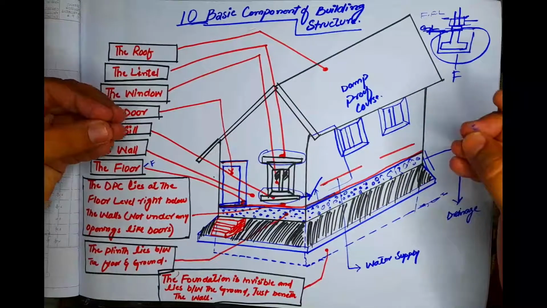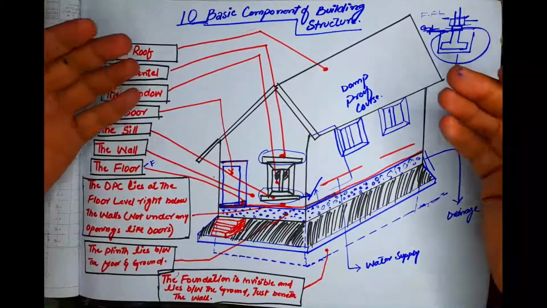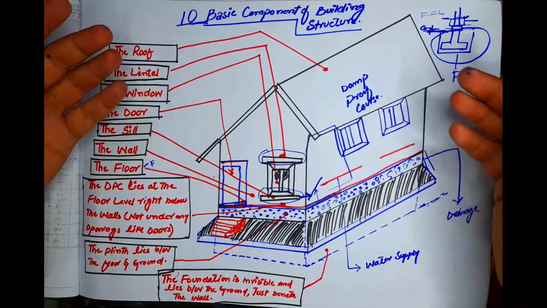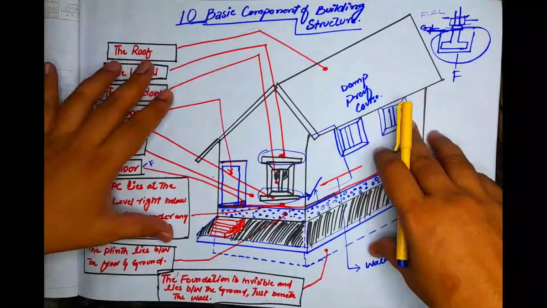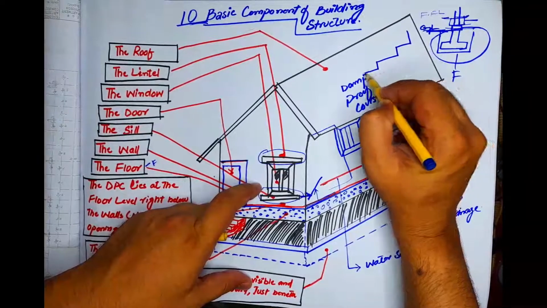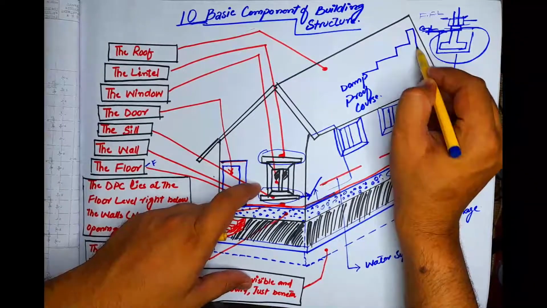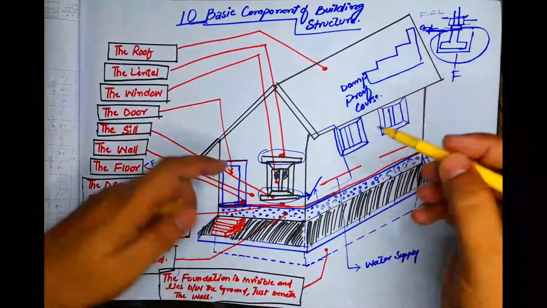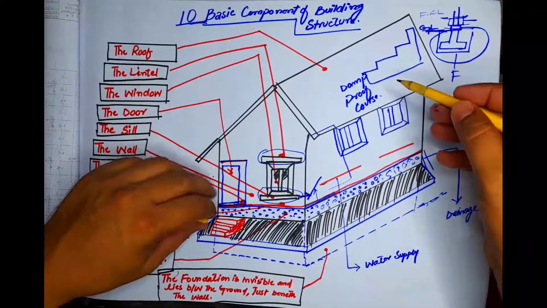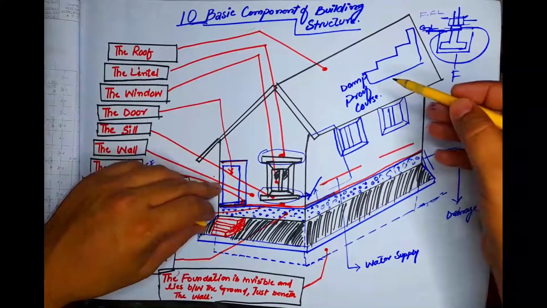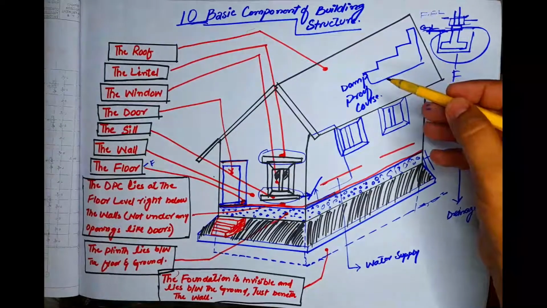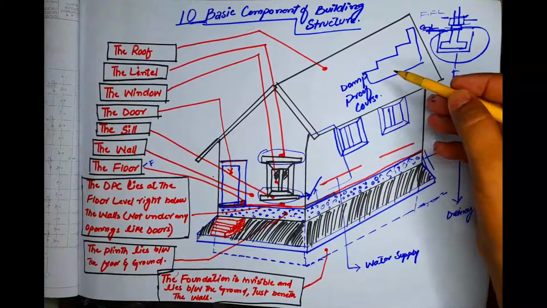Two more components are also major components. One is called stair and the 12th one is called surface finishing. So what is stair? In my last lecture I showed how to design a stair. A stair is a sequence of steps provided to afford the means of ascent and descent between the floor and the landing.